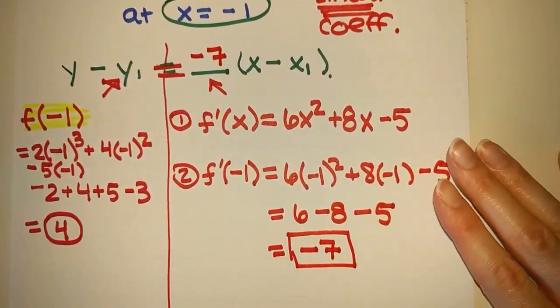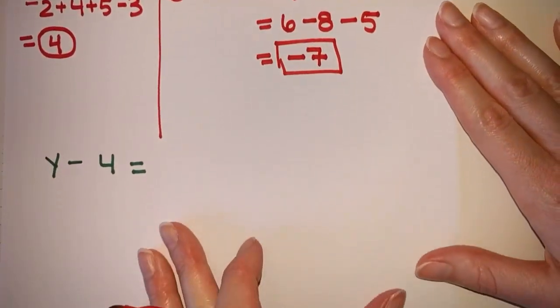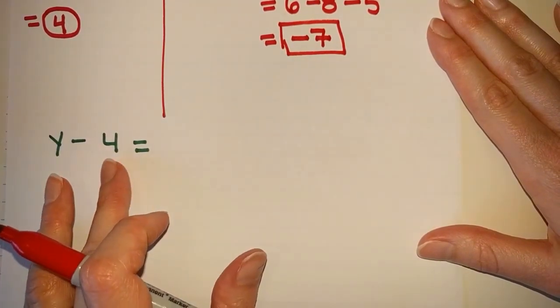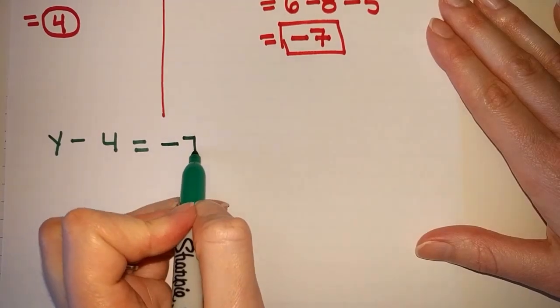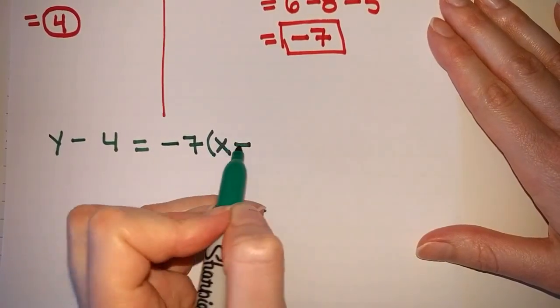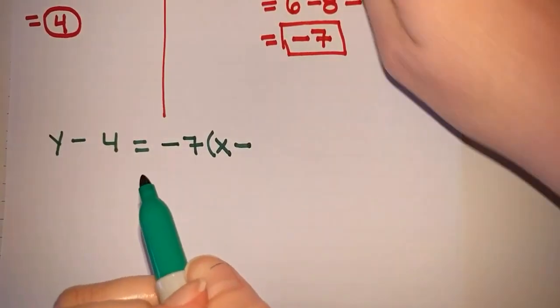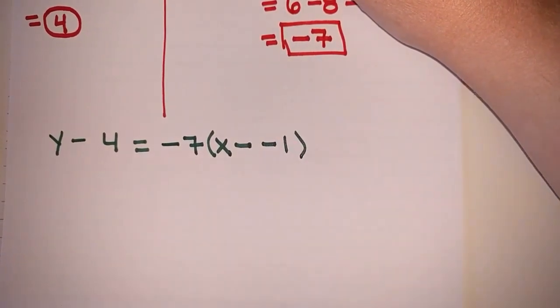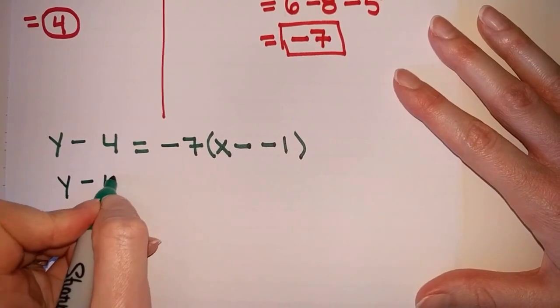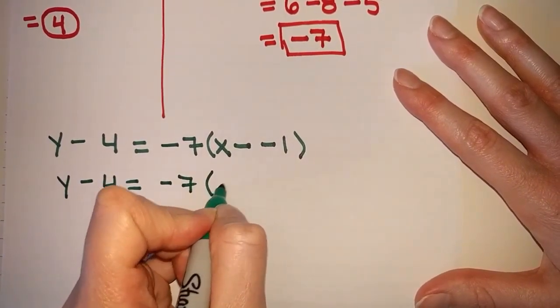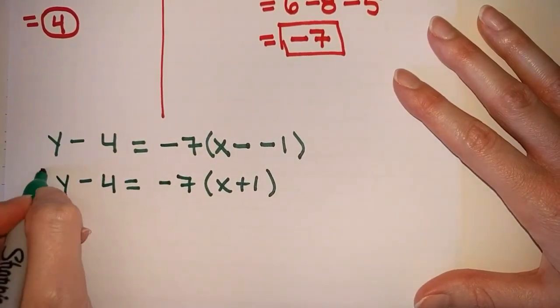So putting this all together, here is what we are going to see. We're going to see y minus 4. Again, we found that by plugging into the function. The derivative is -7. And then x minus our x1 value, which was given, which was -1. Now, I personally don't like to see these double negatives left, so we always rewrite those double negatives as a positive, and then that becomes our point slope form for the tangent line.